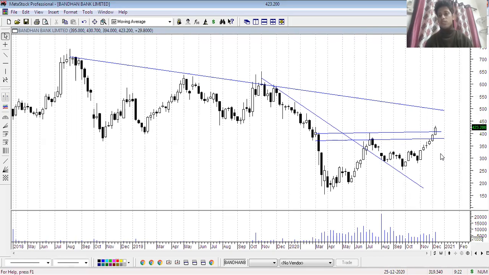So these two stocks are looking good to me for the short term. The 380 to 390 levels, 400 levels, is where a short-term trader can set the stop loss or accumulate within those levels. If it goes below those levels, please close your trade. And the next target for Bandhan Bank will be 495 levels.